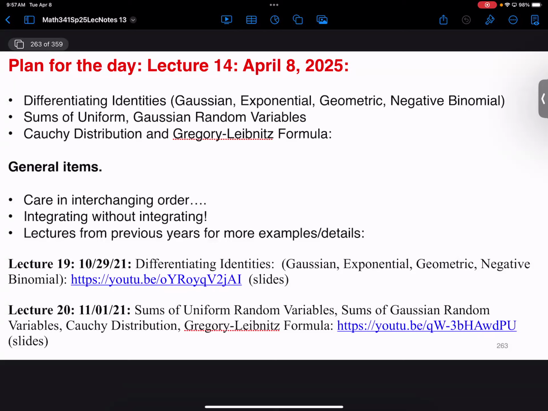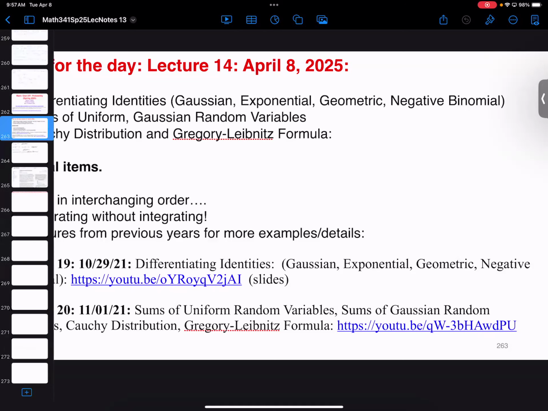So in Calc 2, the big lie is you leave thinking that you know how to integrate. You don't. You are trained so that if your professor is very kind and gives you nice integrals, you can evaluate those in closed form. Almost every integral cannot be done in closed form. And so I want to show you how we can do certain integrals without going through the pain of integrating. If you want more, here are just some of the links from previous years I've taught this, which goes through again and does the differentiating identities, does all those examples and whatnot.